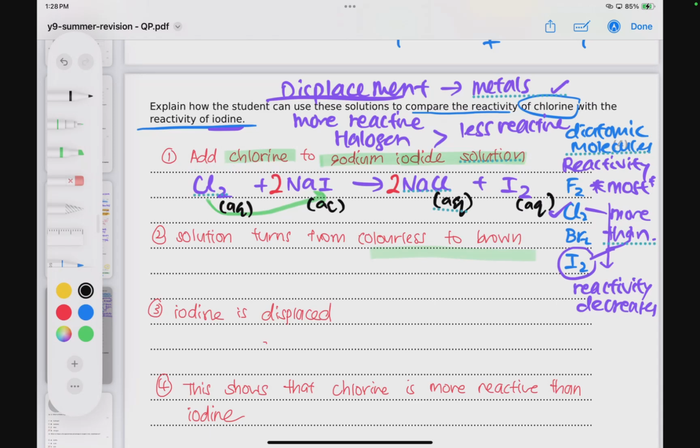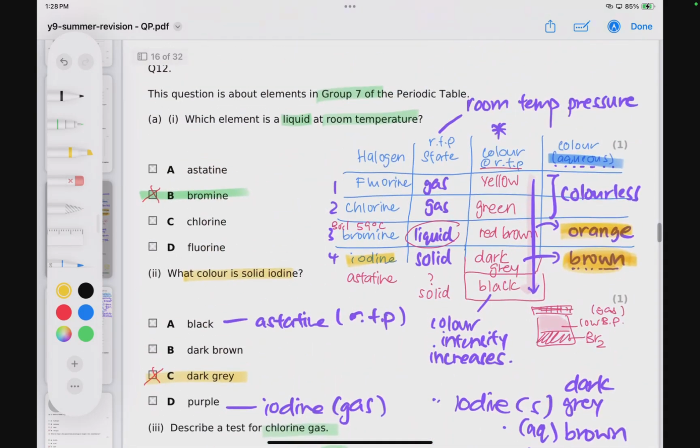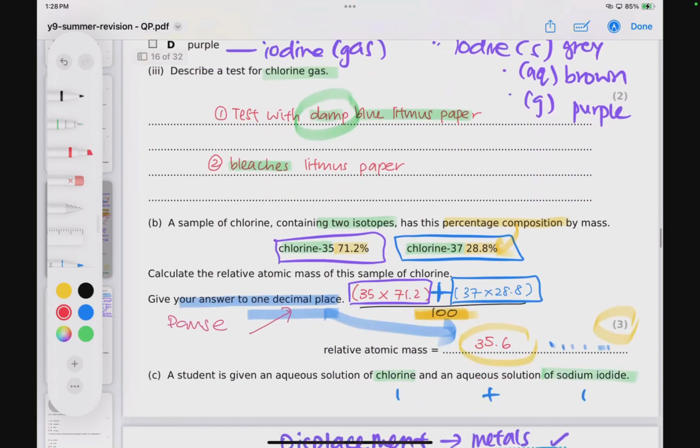Okay, so the solution will turn from colorless. Now where is this colorless from? This colorless is actually from NaCl, and then it will turn brown because of the iodine that has been displaced. Now this iodine again is in aqueous form. If I can pause and go up a little bit, can you see that? Just going to use red. Okay, iodine in aqueous solution is brown in color. Okay, so take note. These are really commonly tested questions.